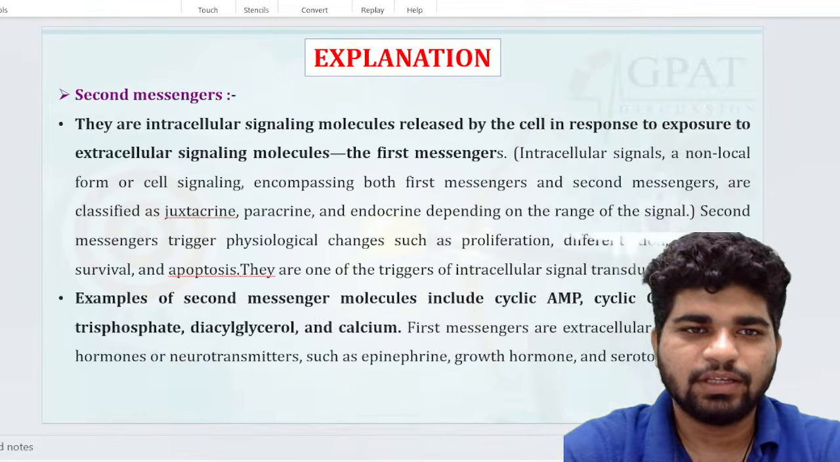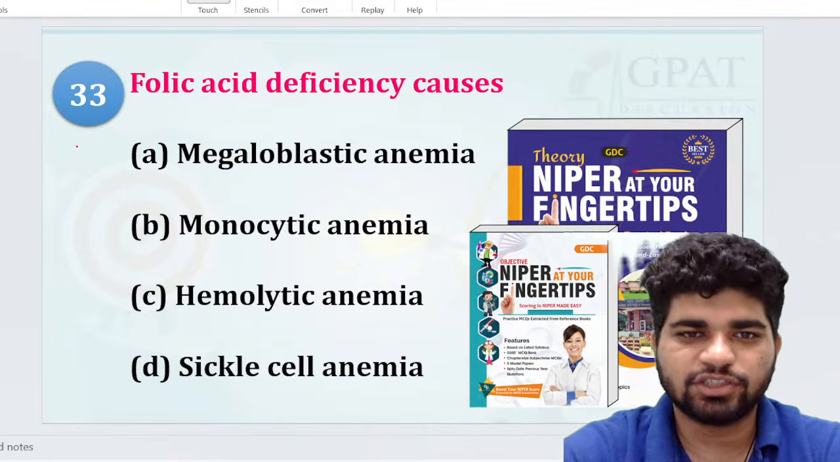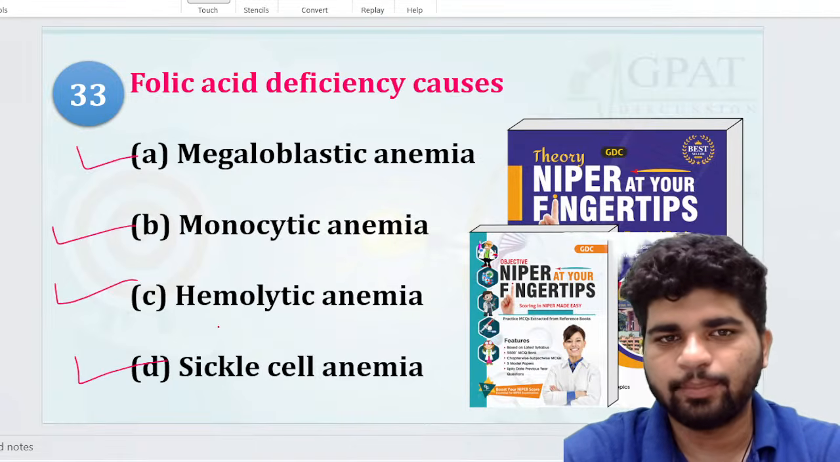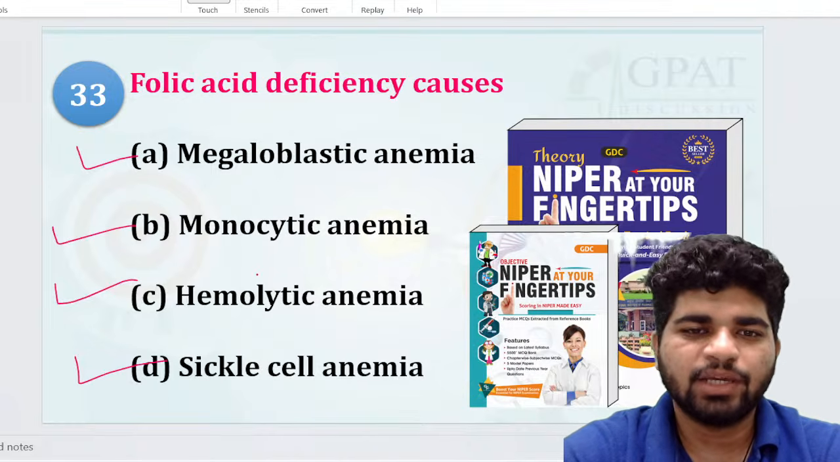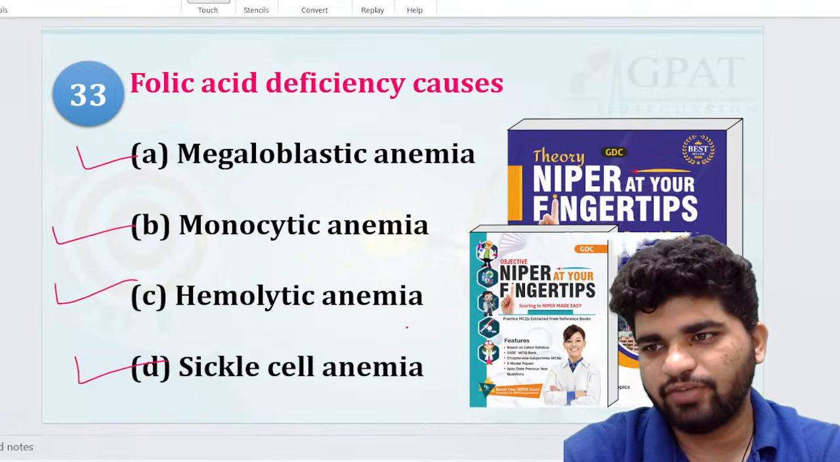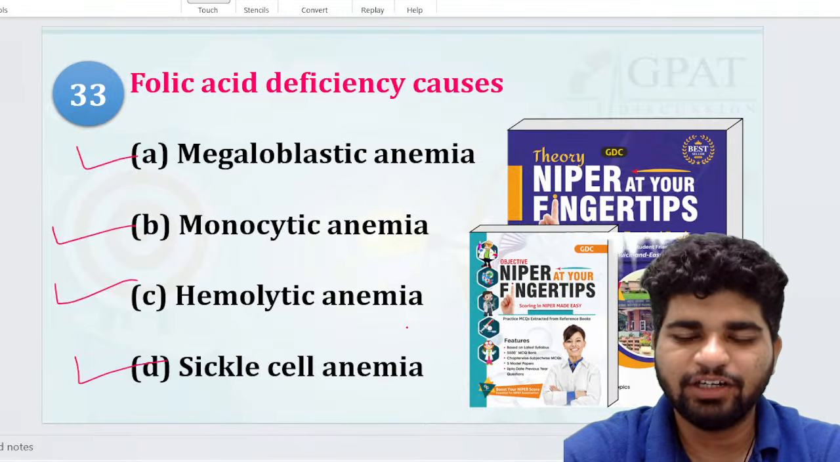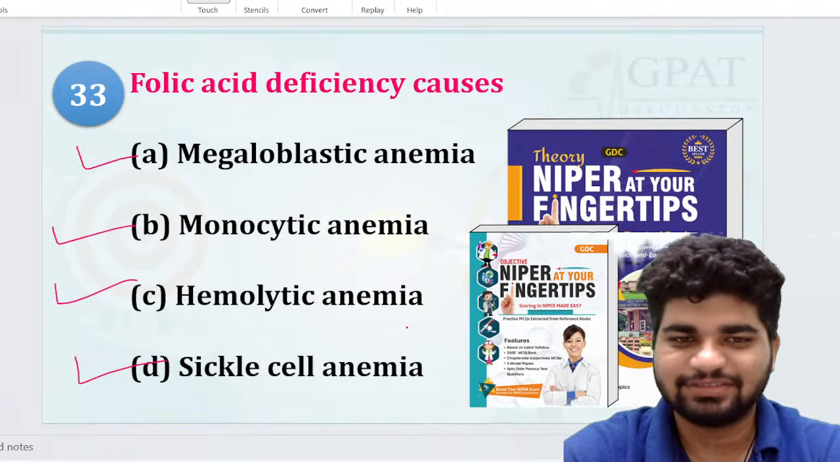Now tell me this answer. Folic acid deficiency causes what? Megaloblastic anemia, monocytic anemia, hemolytic anemia, or sickle cell anemia? Come on, fast. At the end of this subject category, you have to tell me how many questions you got. Count your questions.